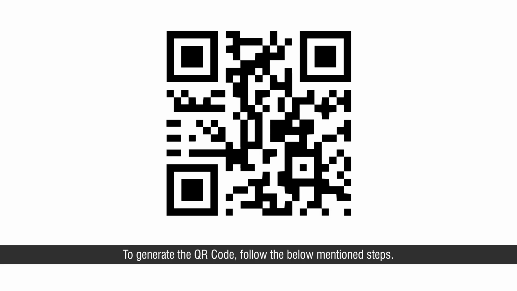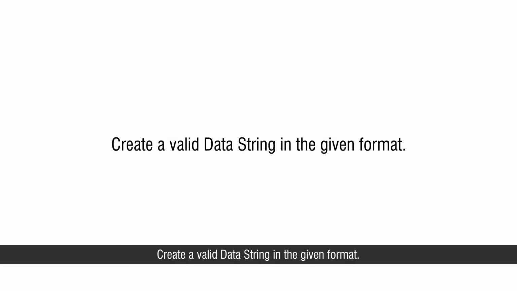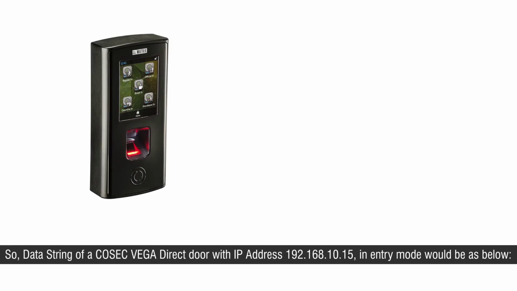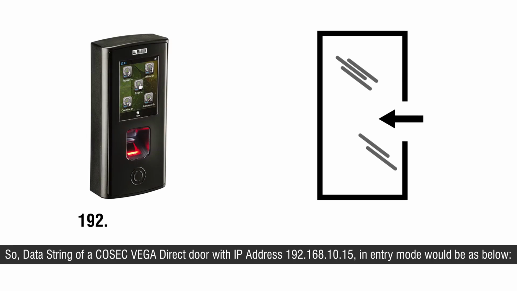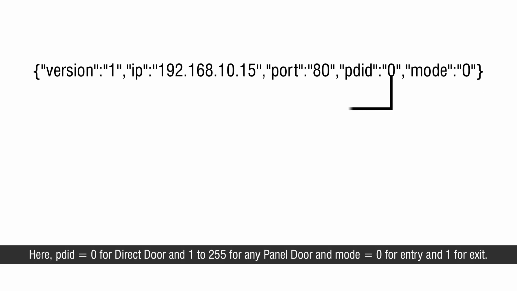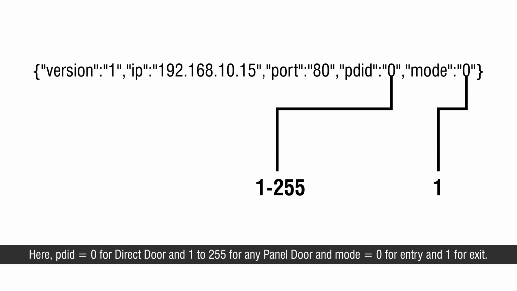To generate the QR code, follow the below mentioned steps. Create a valid data string in the given format. So, data string of a COSEC Vega direct door with IP address 192.168.10.15 in entry mode would be as below. Here PD ID is 0 for direct door and 1 to 255 for any panel door, and mode is 0 for entry and 1 for exit.